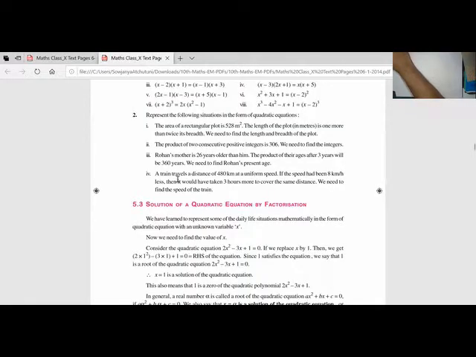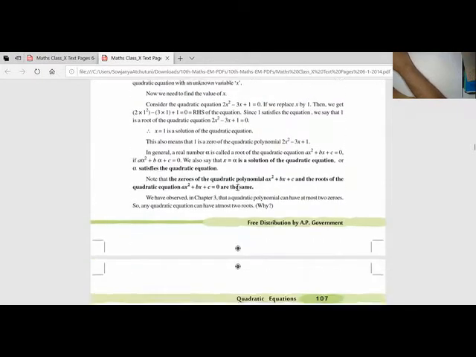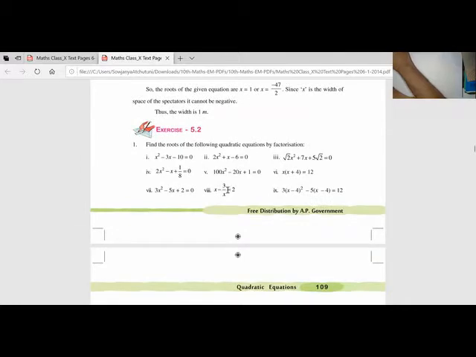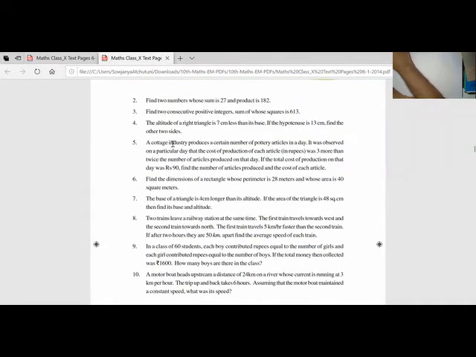So this chapter is over. Now I'll go to 5.2 theory questions. 5.2 we have already done, so we'll do the theory questions of 5.2. What is the second question? Find two numbers whose sum is 27 and product is 182.